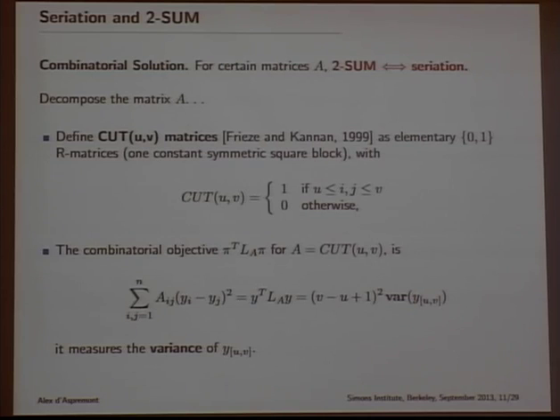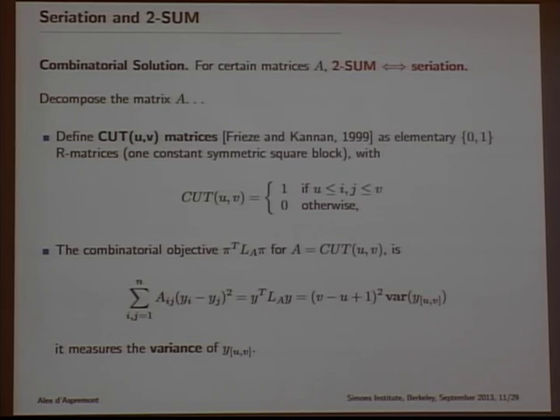And why are cut matrices a good choice here? Well, it turns out that the objective can be written in terms of the Laplacian. So this is our two-sum objective. It can be written in this format. And if the matrix A is a cut matrix, then basically what you're computing here is a variance, okay? So you're trying to find a permutation of the vector y that minimizes the variance if you assign uniform probability weights to all the coefficients, okay?